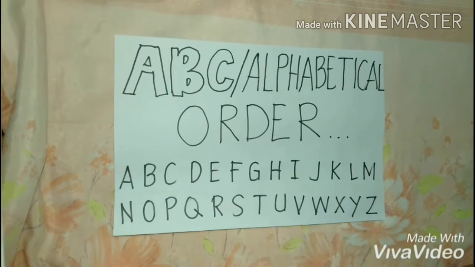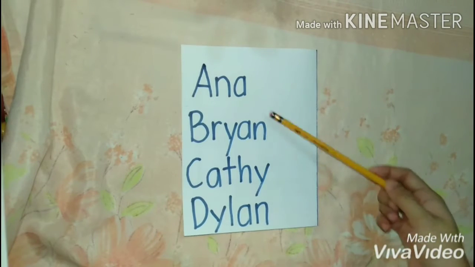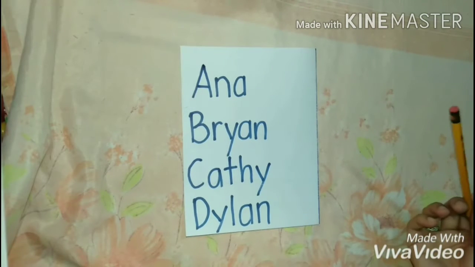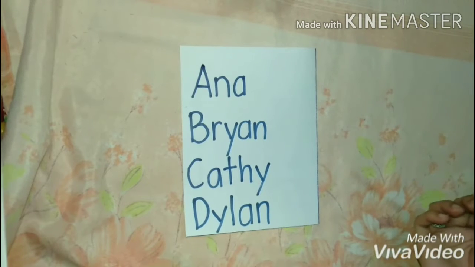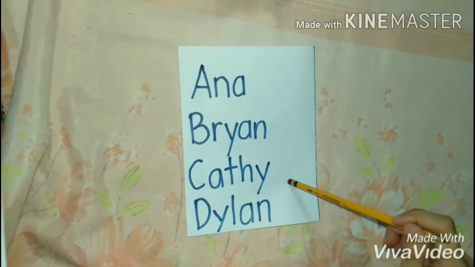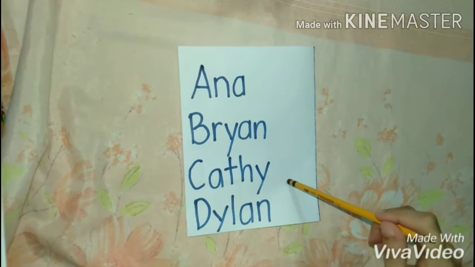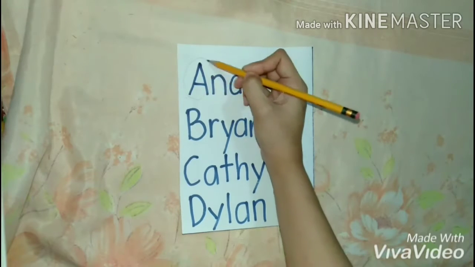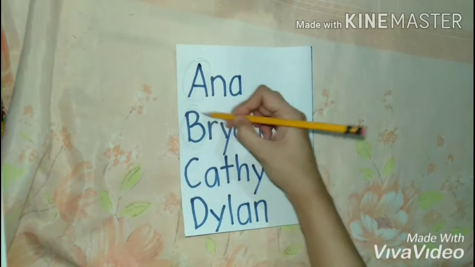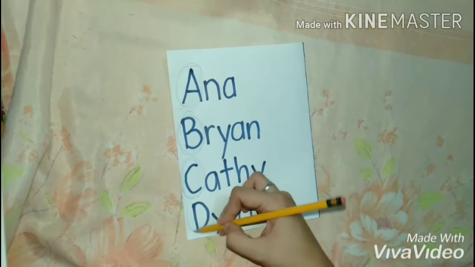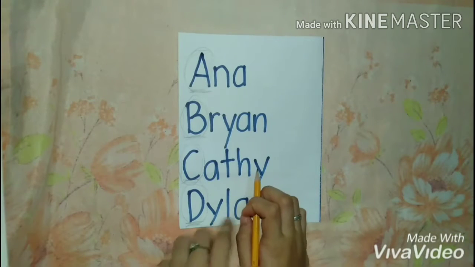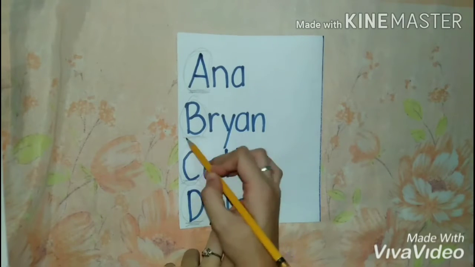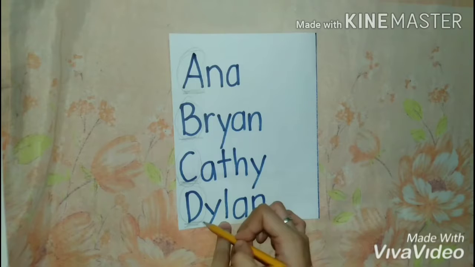Now, try to look at this example. I have here different names: Anna, Brian, Kathy, and Dylan. So, how are we going to identify if they were arranged alphabetically? To identify it, you should look at the first letter of each name. First letter. So it means you're going to refer to this letter, this, and this. So these are the first letters of each name. We have A for Anna, B for Brian, C for Kathy, and D for Dylan.